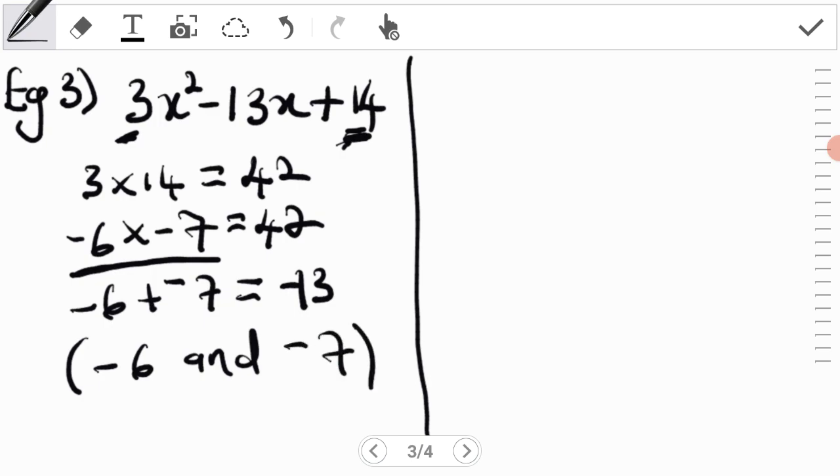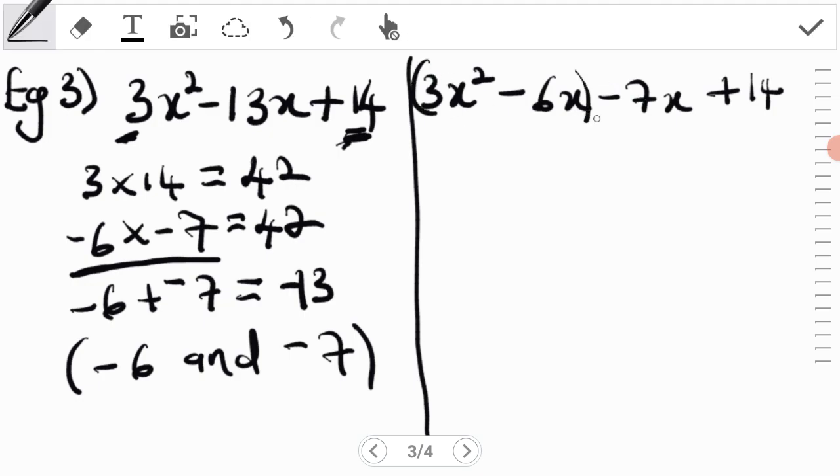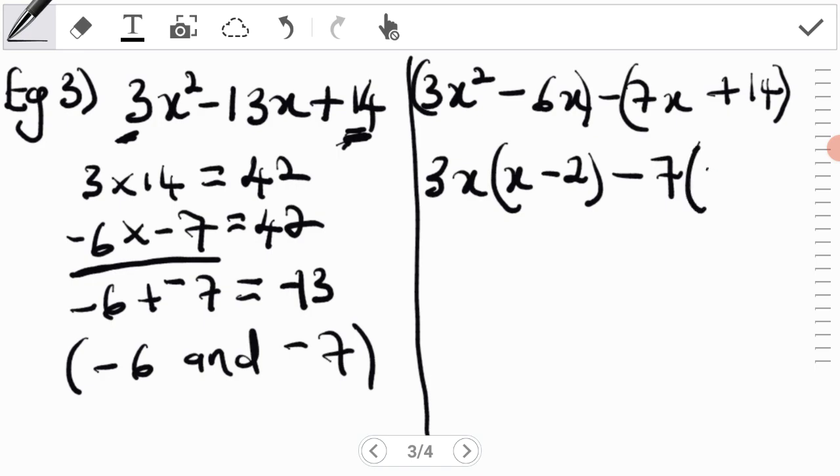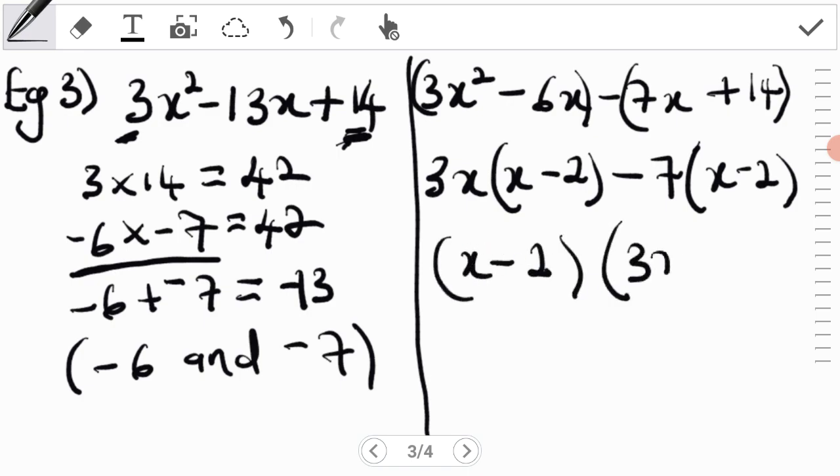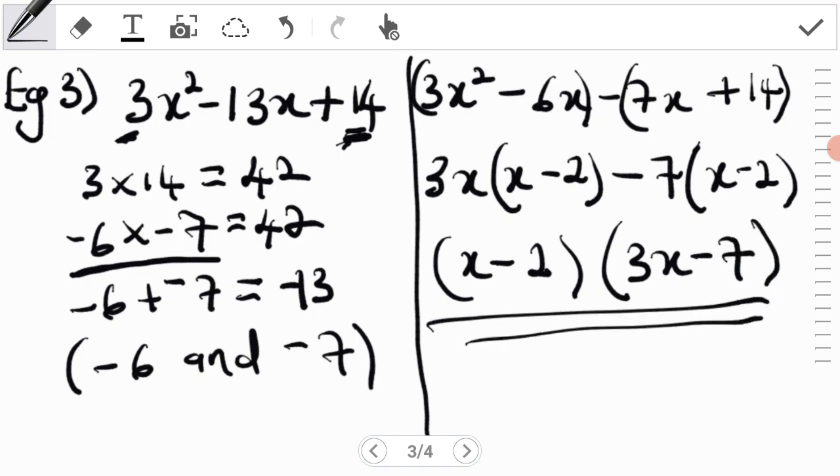Now we can solve for the answer. So you pick your 3x squared, minus, we have negative 6 and negative 7, so we bring negative 6x minus 7x, and then we add the 14. Now we can factorize, so we put them in brackets. We can bring 3x out, remaining x minus 2. Here we can bring 7 out, so we get x minus 2. So the final answer will be x minus 2, 3x minus 7, in two brackets. That will be our final answer.